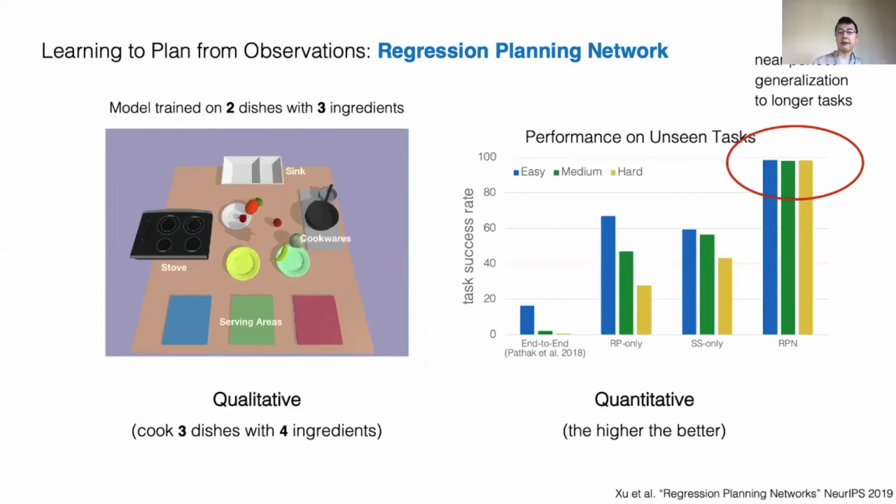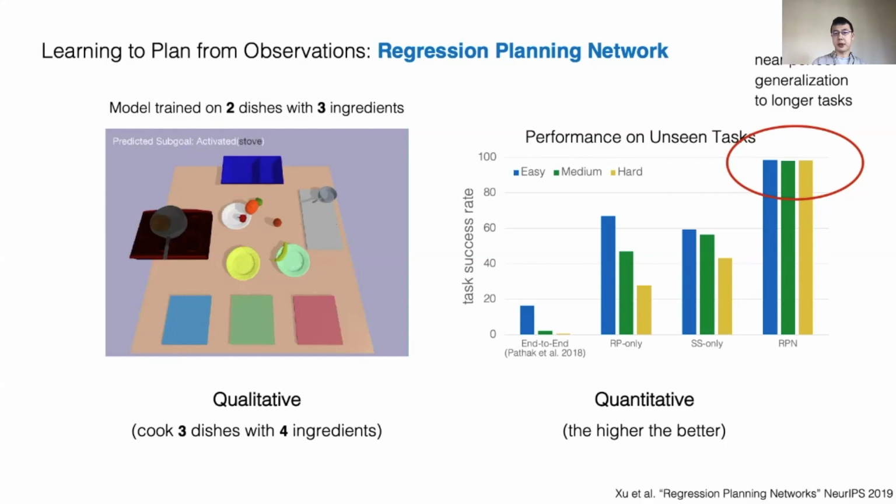And we also evaluate our model in a more interesting and more realistic 3D cooking environment, where we train our model on video demonstrations of a cooking task with 3 ingredients and 2 dishes. And on the left, I'm showing you an example of a longer task with 3 ingredients and 3 dishes and 4 ingredients. Compared to prior work on learning to plan from observation, we show that the RPN can achieve nearly perfect success rate on these new and unseen longer tasks.